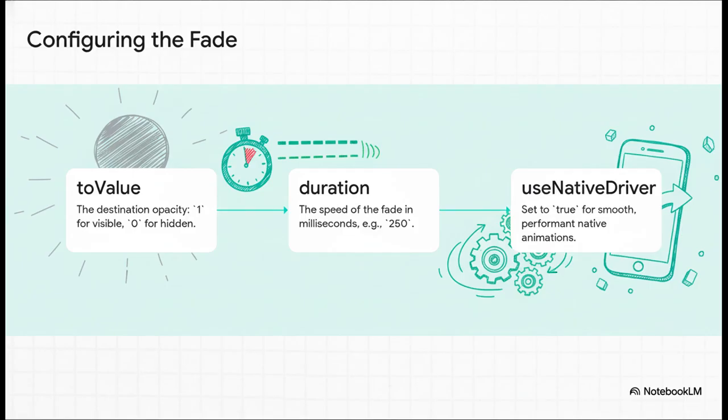Next, duration. How fast should it be? 250 milliseconds is a good starting point. Quick but not abrupt. And finally, the really important one, useNativeDriver: true. This makes the animation run on the native UI thread, making it buttery smooth.